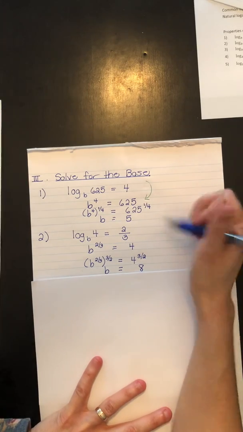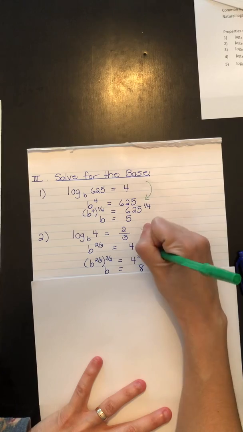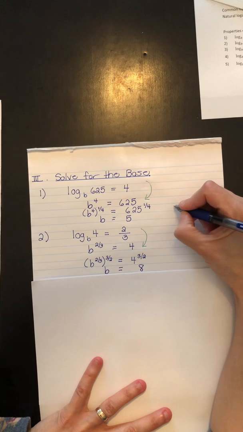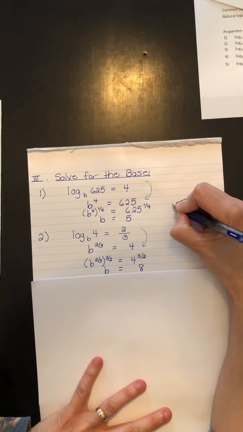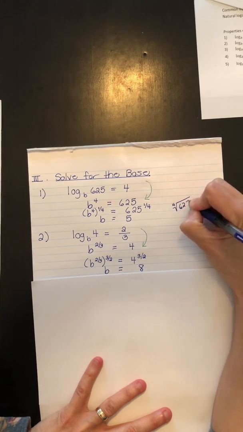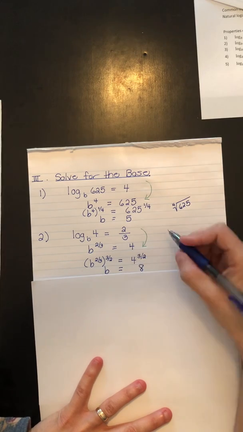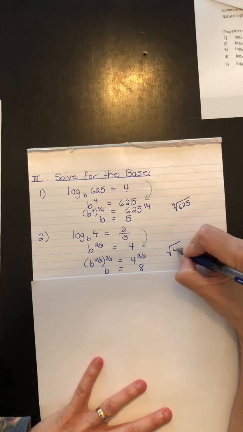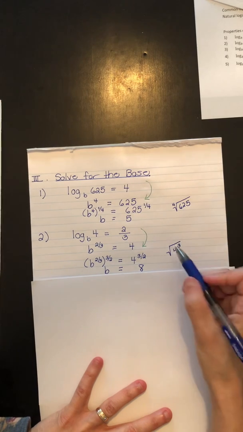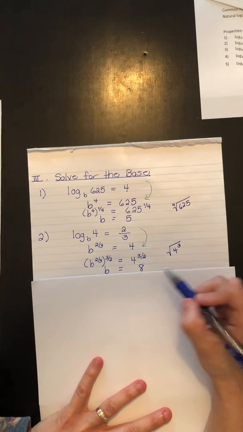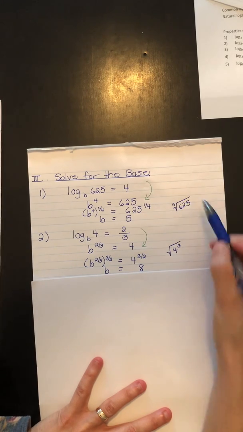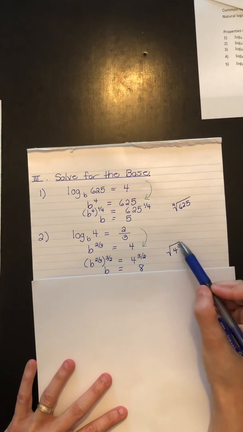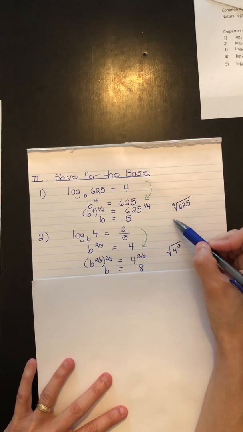Okay, and as I was saying a moment ago, 625 to the 1/4 is also the 4th root of 625, okay? And 4 to the 3/2 means the same thing as the square root of 4 cubed. So it's the same as 2 cubed, or 8. So you can evaluate them this way if you prefer. So this is also 8, and this is also 5.